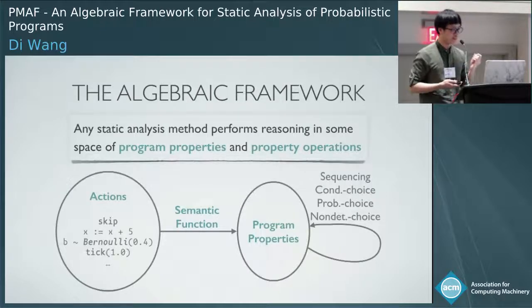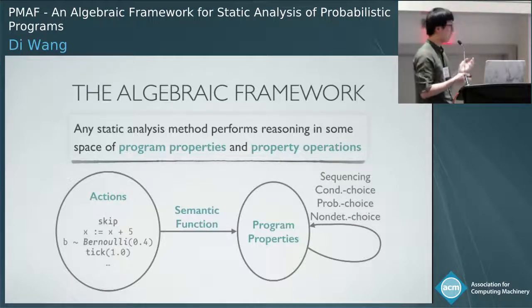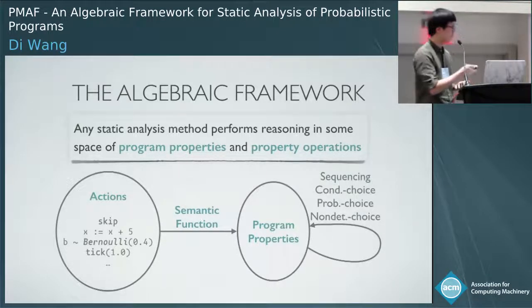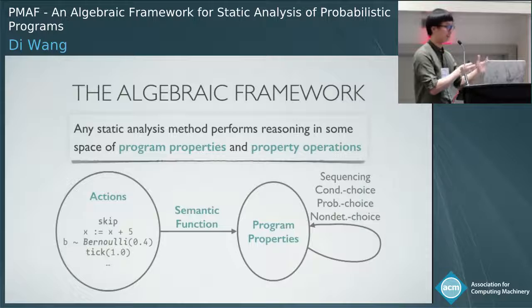So basically, it's based on a principle that's to think algebraically. Any static analysis method performs reasoning in some space of program properties, and you have some property operations. For example, your programming language may have a list of statements like skip, the assign statement, and so on. And you use a semantic function to map these constructs into a universe of program properties. And then you can define control flow actions on these properties, like you want to compose two programs, or you want to do a conditional choice of the two programs, and so on.